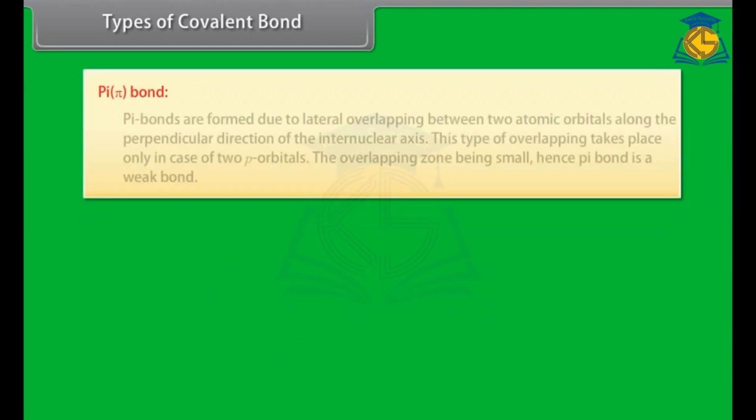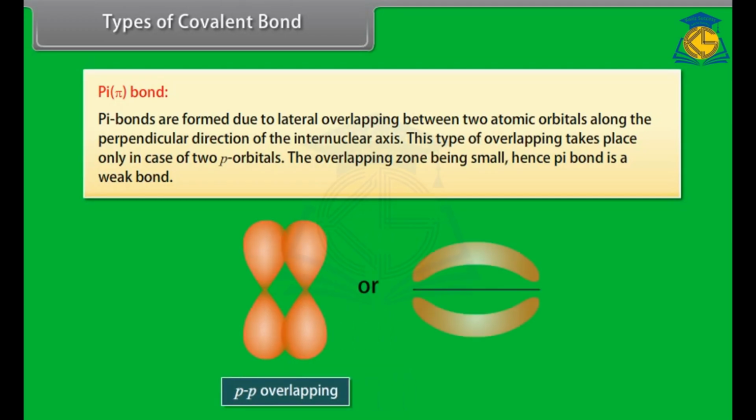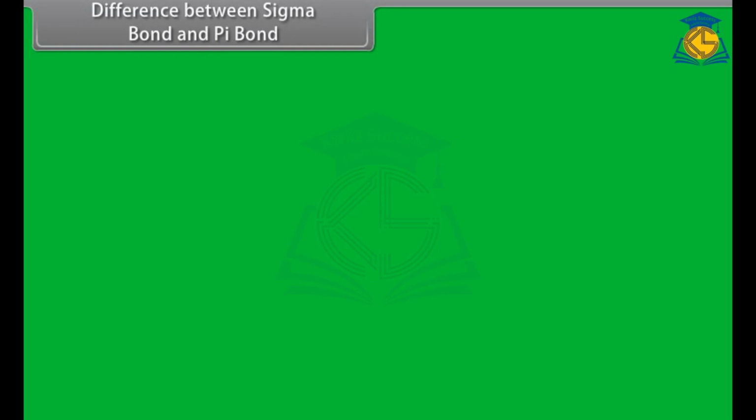Pi bond. Pi bonds are formed due to lateral overlapping between two atomic orbitals along the perpendicular direction of the internuclear axis. This type of overlapping takes place only in case of two p orbitals, the overlapping zone being small. Hence, pi bond is a weak bond. Difference between sigma bond and pi bond.